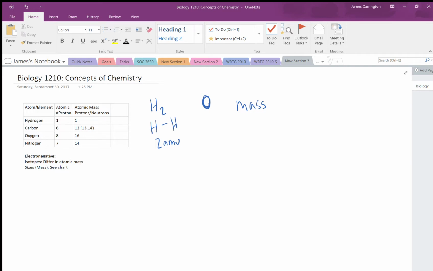Oxygen, on the other hand, has an atomic mass of 16. So this is 16 AMU. If she's going to ask for the greatest mass, oxygen would be your answer over here. If she's asking for the least mass, it's going to be H2. And so you can see that a molecule can have a smaller mass than an atom, which is really important.